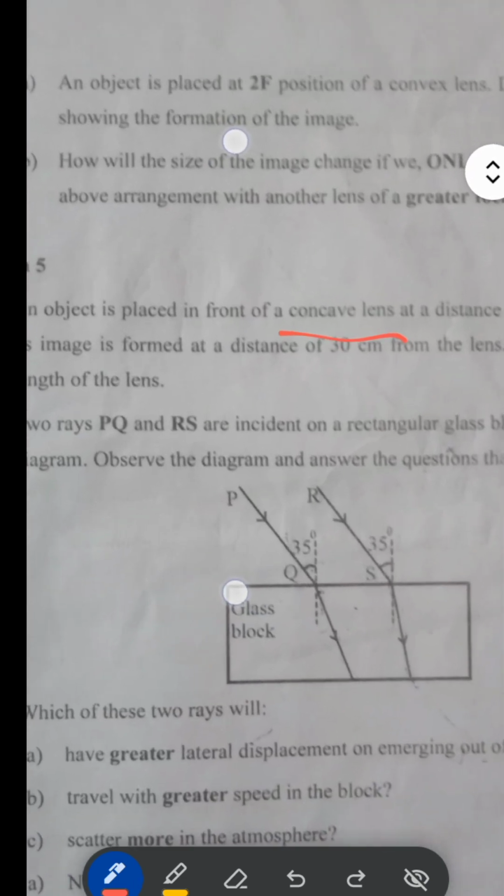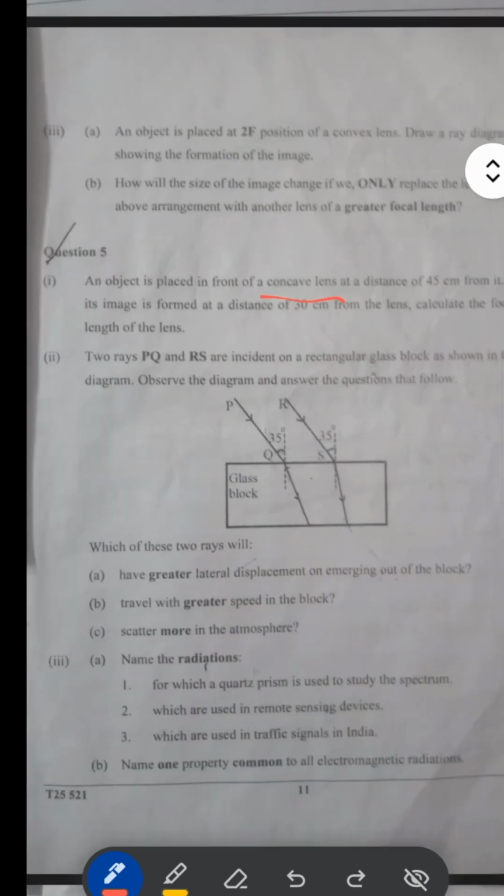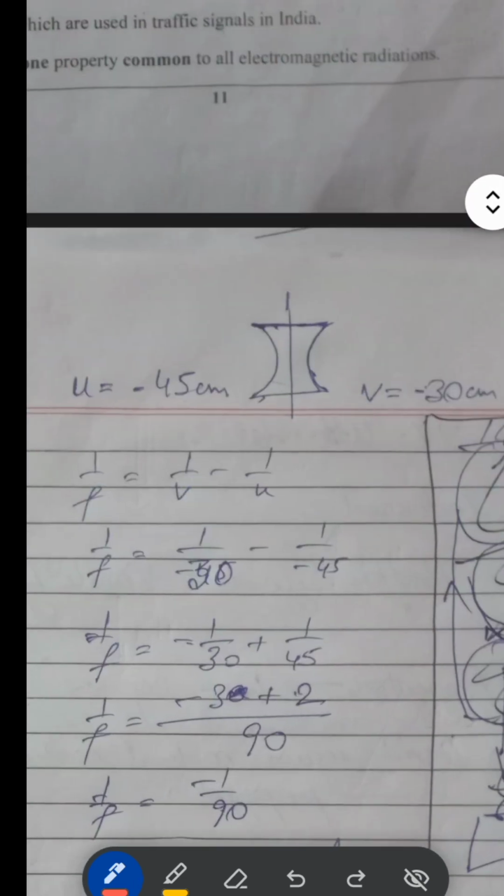Its image is formed at a distance of 30 centimeters. So we know the lens formula. For a concave lens, F, V, U, all are taken negative. Here U, the object distance, is negative 45 centimeter. V is also negative 30 centimeter. Place them in the lens formula, solve it, and find the answer.